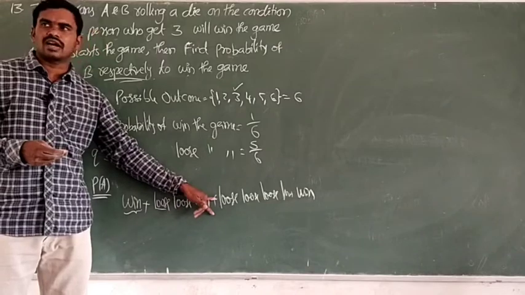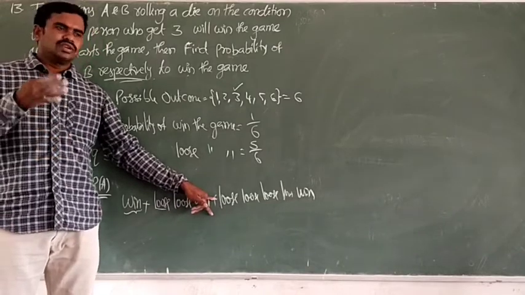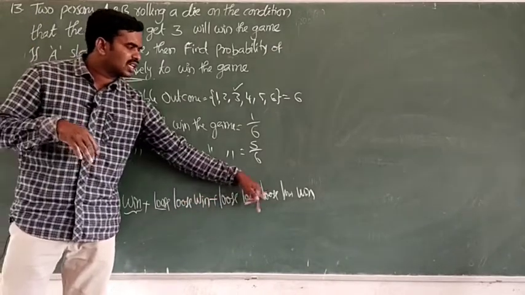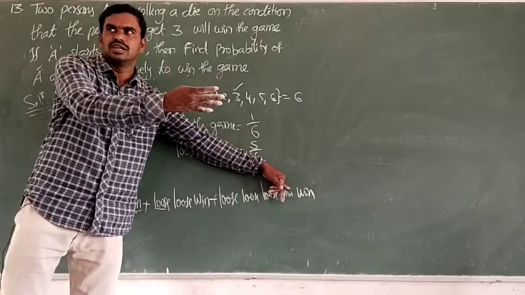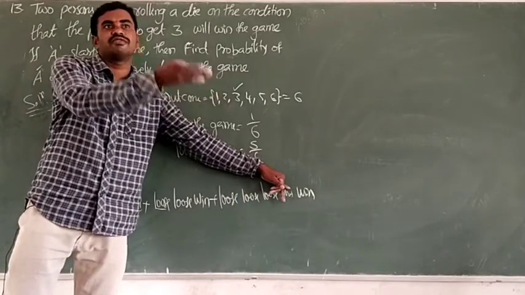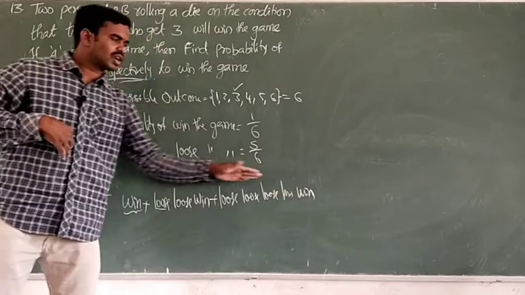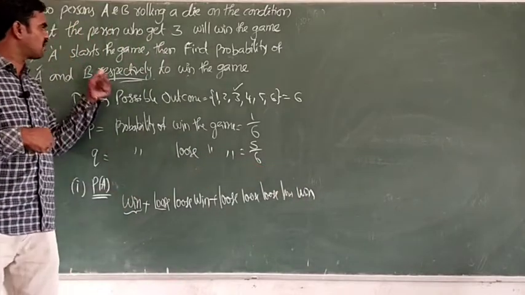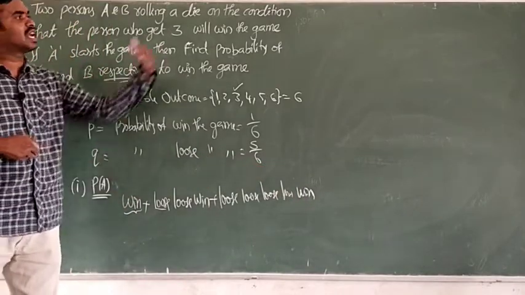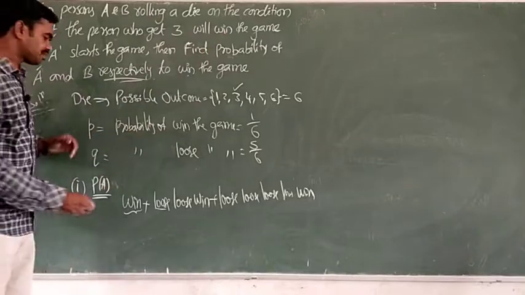Otherwise, if I lose the third time also, then B will take a chance. B also should lose. Then the fifth time I will get a chance. Okay, now why am I taking only A? First I am finding for A. Similarly I will do for the second question.